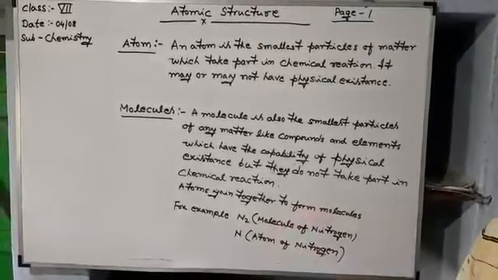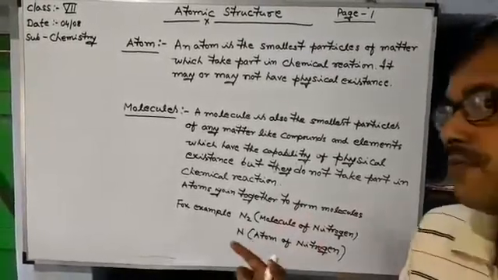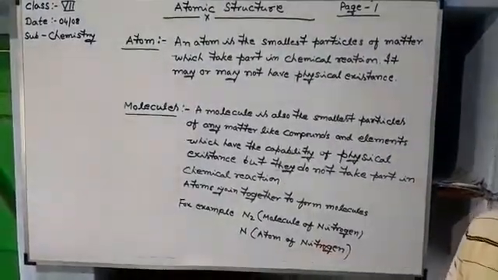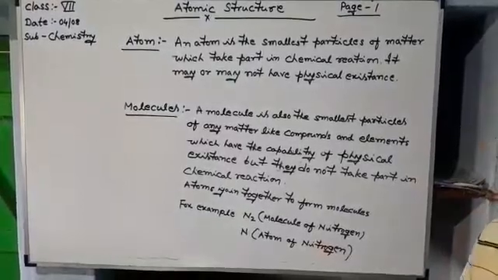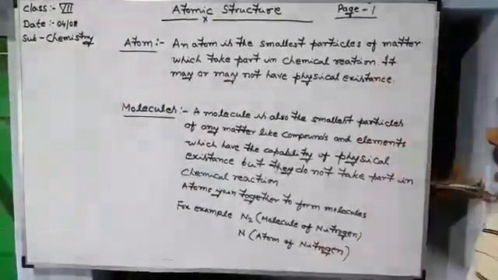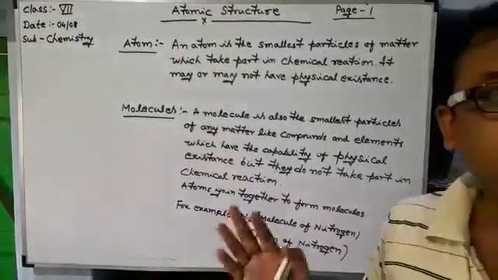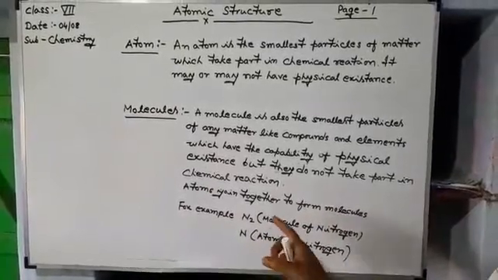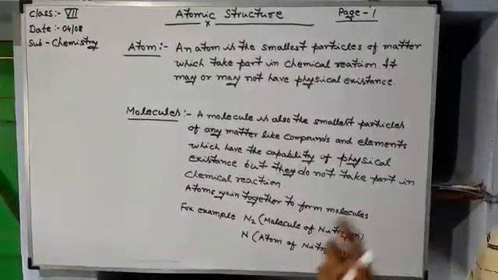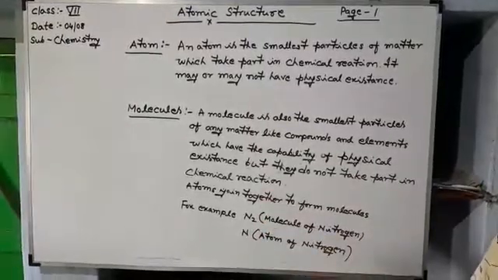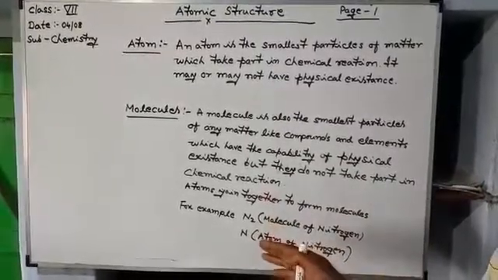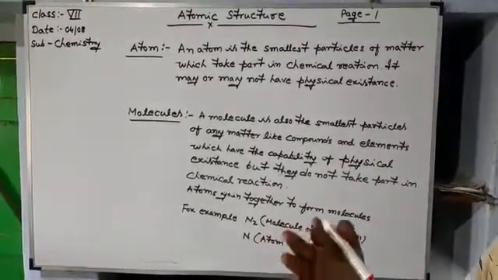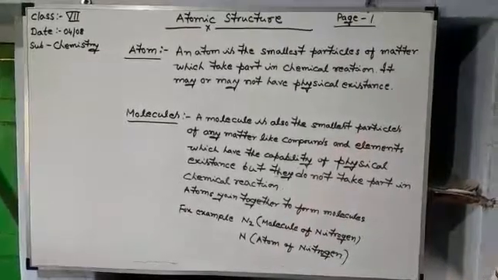For example, nitrogen. Nitrogen is the name of a non-metallic gaseous element. It is represented by the symbol N. N is the atom of nitrogen. When two nitrogen atoms join together, they form the molecule of nitrogen. So in the form of an atom, like N, nitrogen has no stability in nature, but in the form of N2, that means in the form of a molecule, nitrogen has the ability of physical existence in nature.